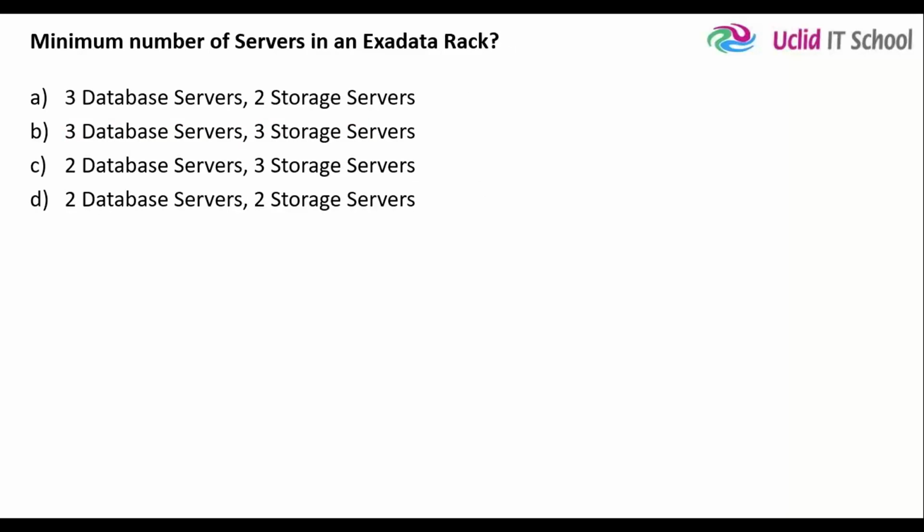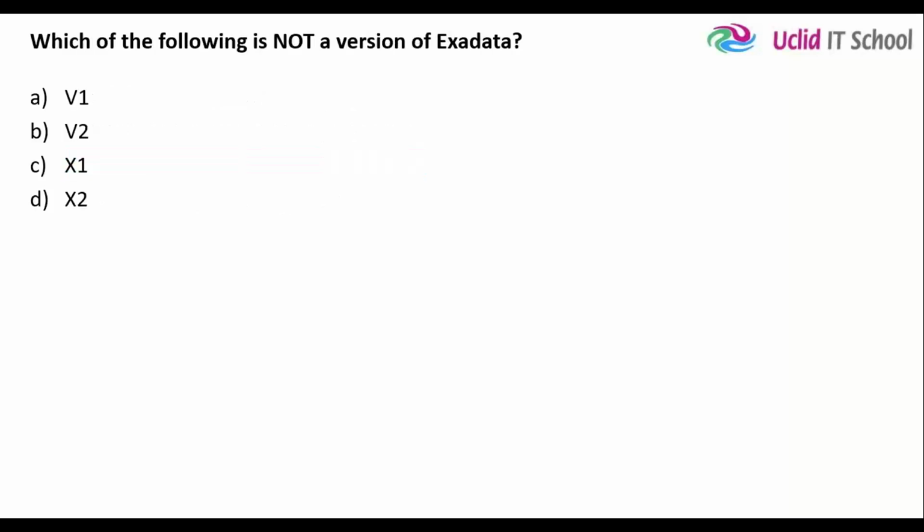Then minimum number of servers in an Exadata rack. Okay, again Parmesh and Siddharth C. 2 database servers, 3 storage servers. That is correct. Which is the following not a version of Exadata?